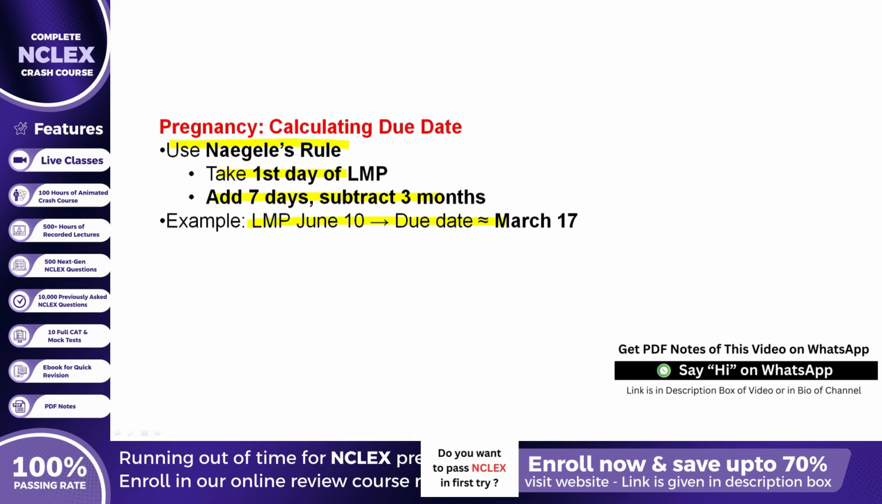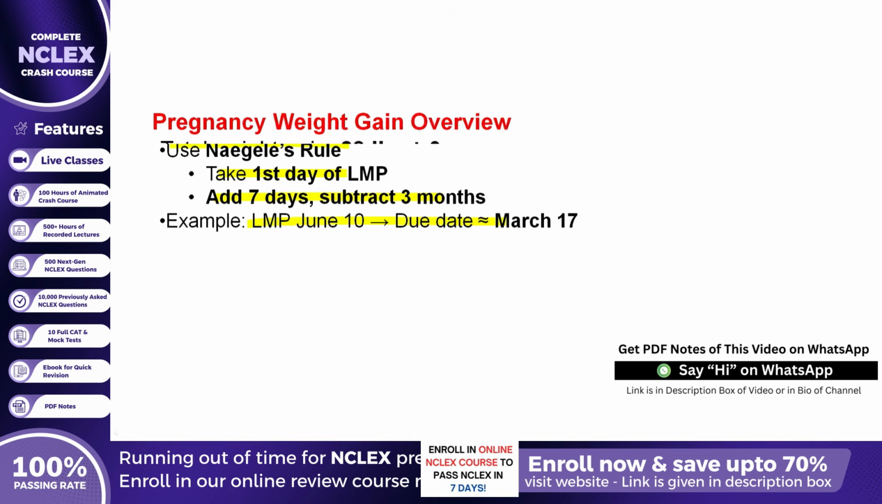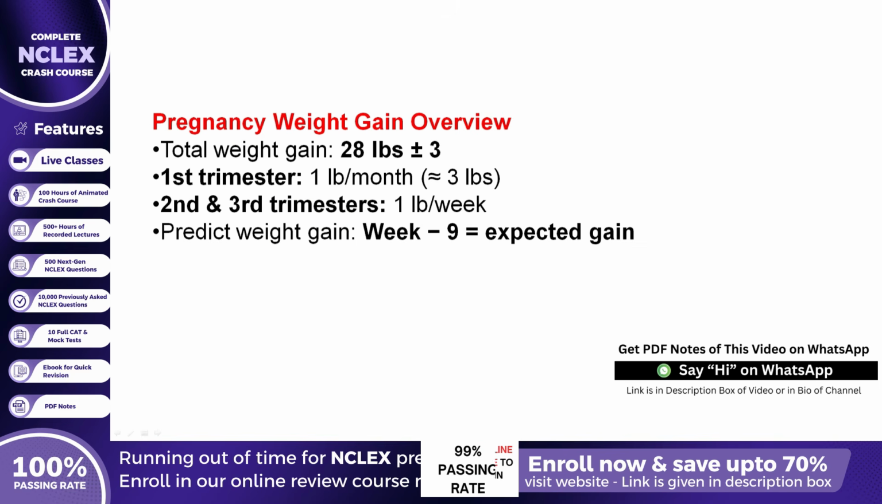Let us begin with an overview of pregnancy weight gain. And to start with, the total weight gain is 28 pounds plus or minus 3. Moving forward, in the first trimester, the expected pattern is 1 pound per month, which is approximately 3 pounds in total. As we continue, the second and third trimesters follow a different pace, where the weight gain should be 1 pound per week. Finally, to predict weight gain at any point, we use the simple formula of the week minus 9 equals the expected gain.